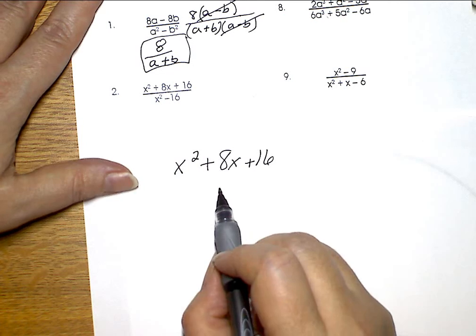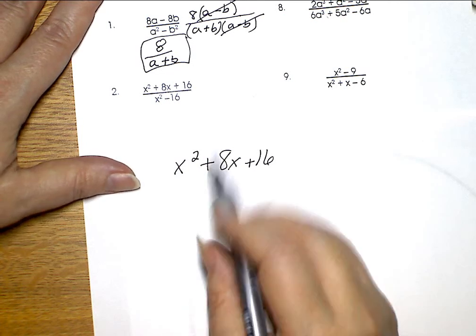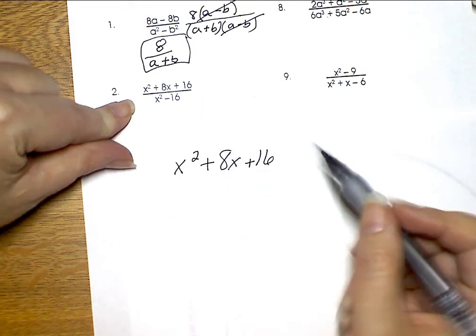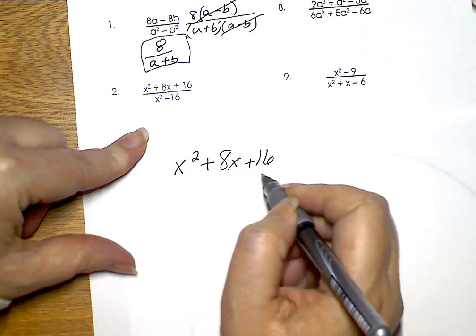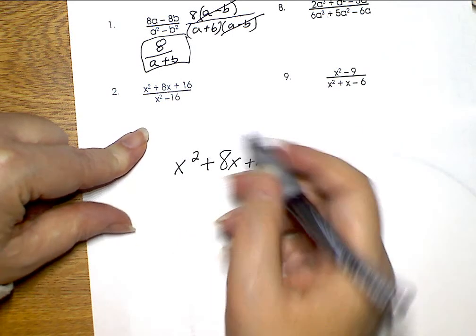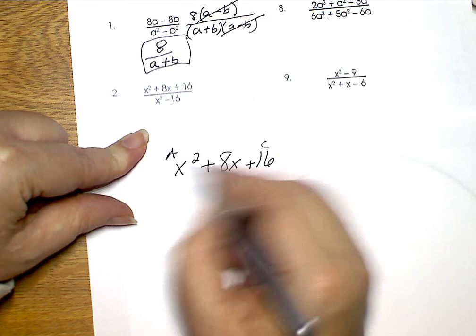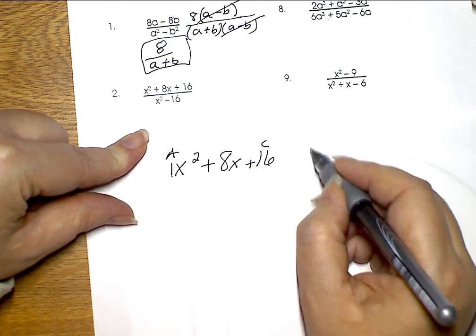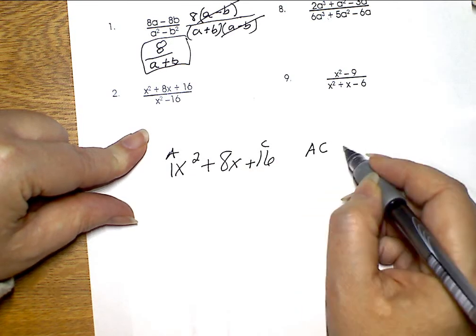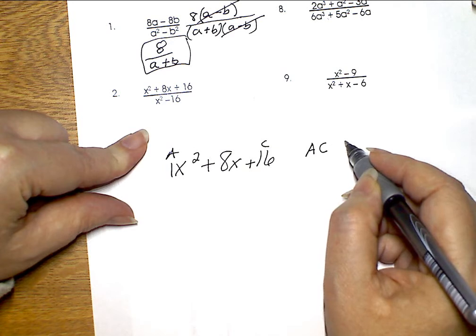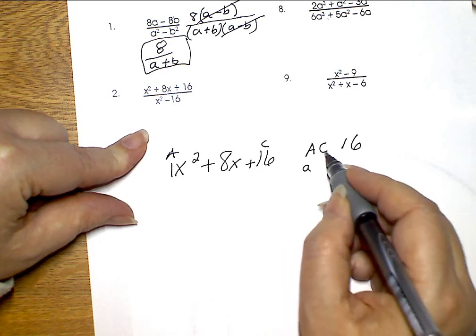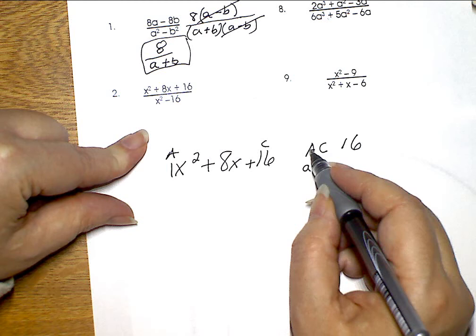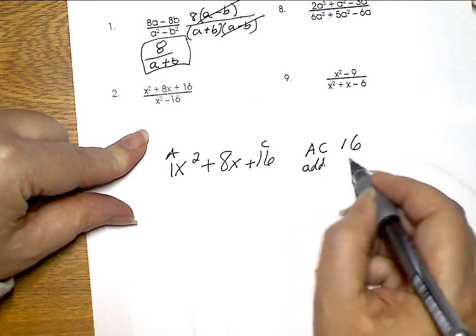Wait, so is this one? Okay. But how do I factor? There's nothing in common, so I have to do AC. A is 1, C is 16, so AC is 16. And we're looking for two numbers that multiply together to give me 16, that add to give me 8, and you are right, 4 and 4.